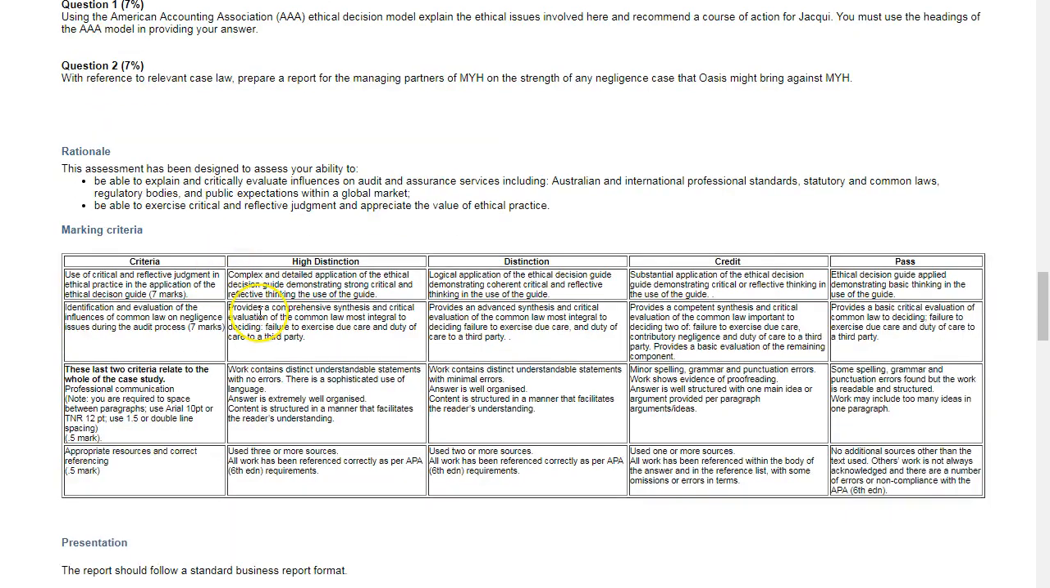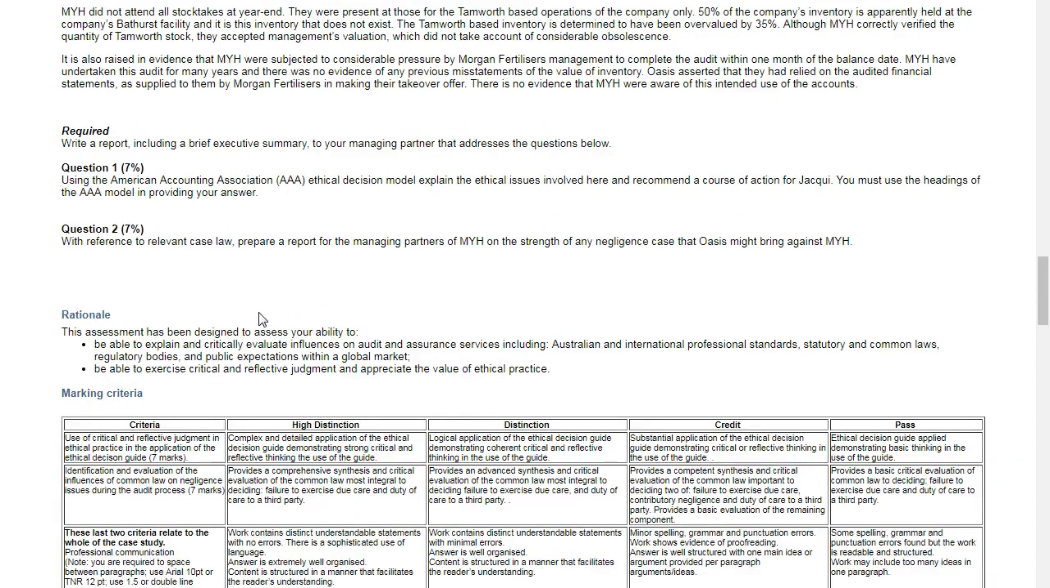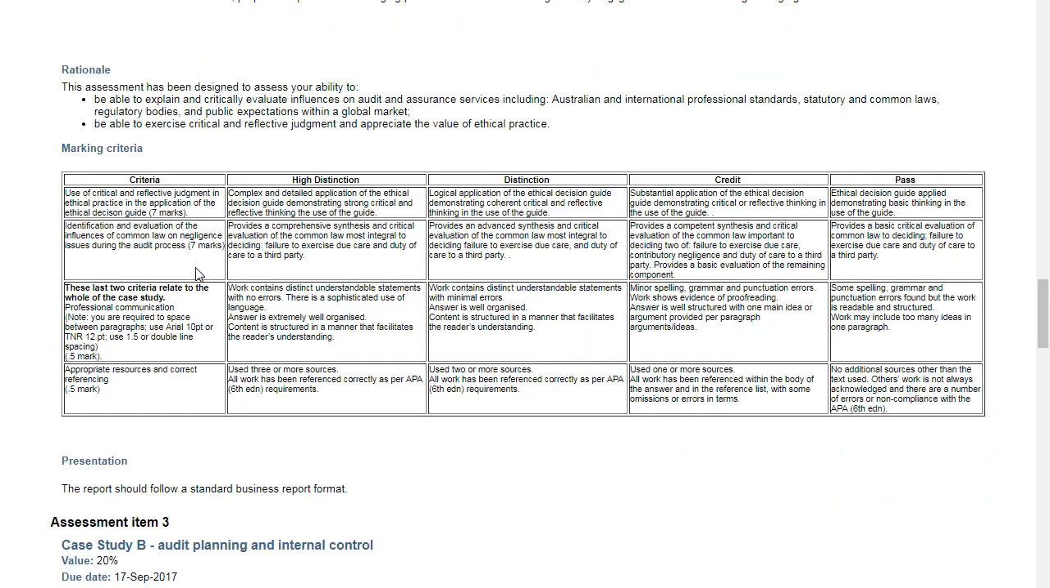Now, as per the marking criteria, a high distinction response needs to provide a comprehensive synthesis and critical evaluation of the common law. That essentially means you need to integrate the findings from the most relevant cases you find into your well-considered arguments, not simply cut and paste information from the text. Now you'll note that the required section of the question requires you to reference relevant case law. So make sure you do it, and make sure, as per the marking criteria, that the case law is referenced correctly.